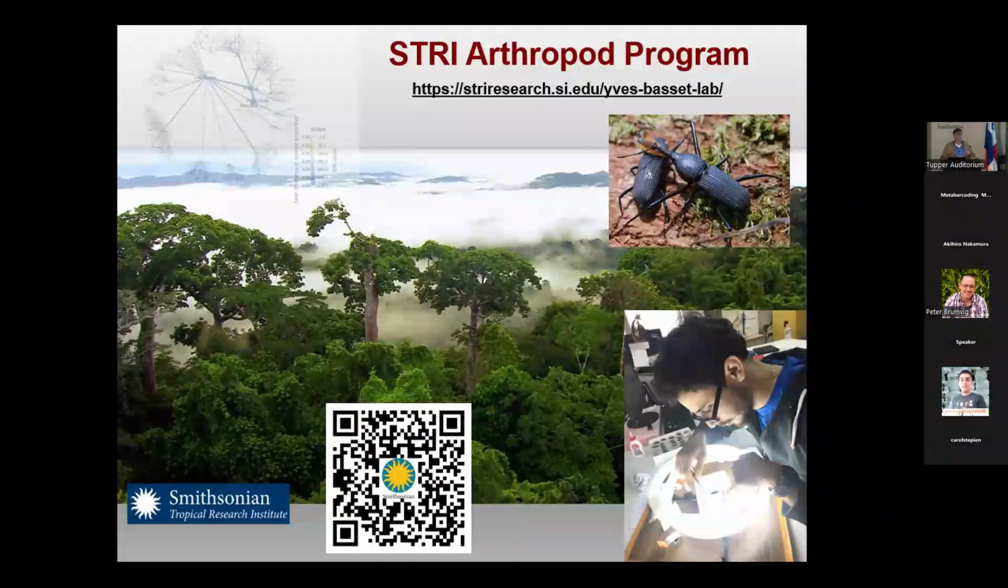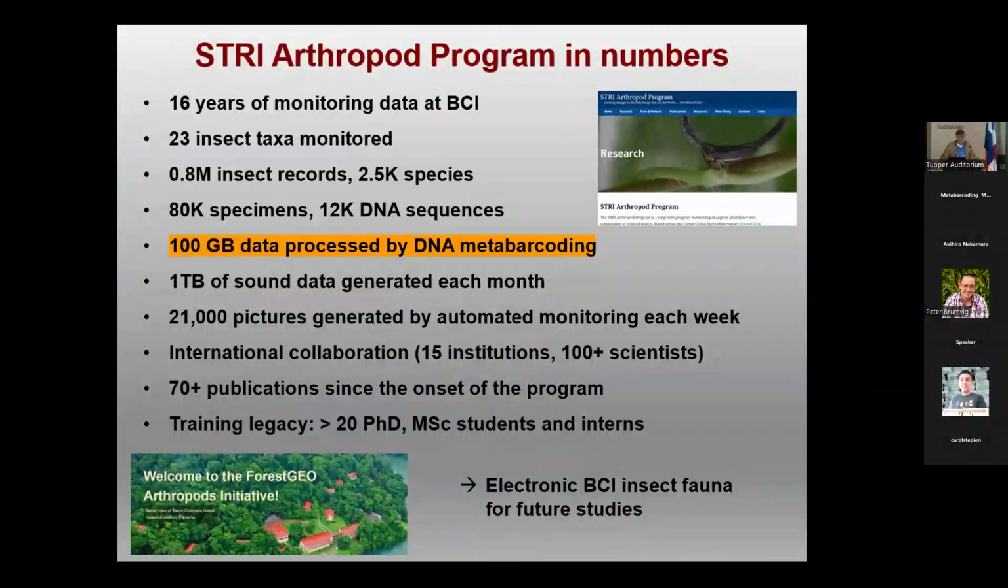Before I introduce the SENACYT metabarcoding project, I would like to say a few words about our Stray Arthropod program, because this is all embedded in it. This is a program that's been monitoring insects on Barro Colorado Island, in the middle of the canal here in Panama, for 16 years. We have 23 insect groups that we're monitoring, from butterflies to termites and so on. So far, we have accumulated something like 0.8 million insect records.